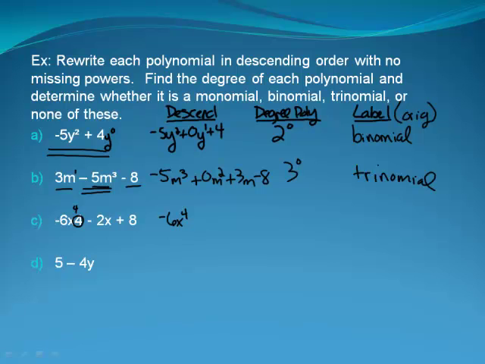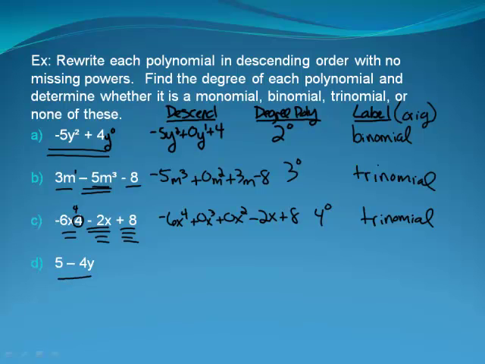We don't have a power of 3, so that would be 0x cubed. We don't have an x squared, so that would be 0x squared. We do have an x to the first term. That's minus 2x, and then plus 8 as our constant at the end. Highest power there is 4, so that's a 4th degree polynomial. And looking at the original problem, there's 1, 2, 3 terms. And so again, that is originally a trinomial before we put in our placeholder missing powers.